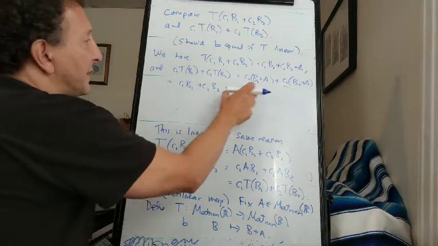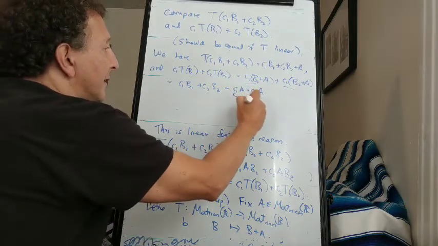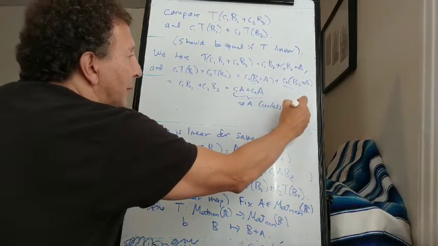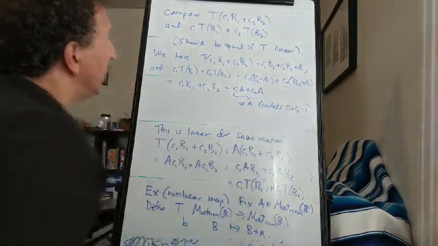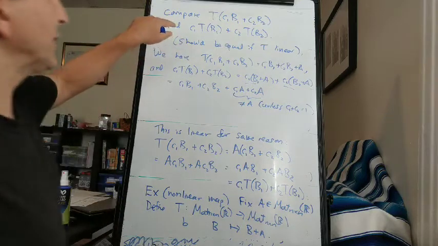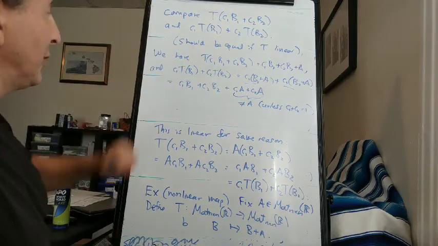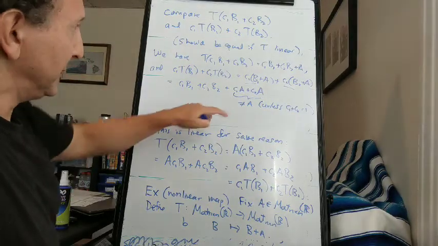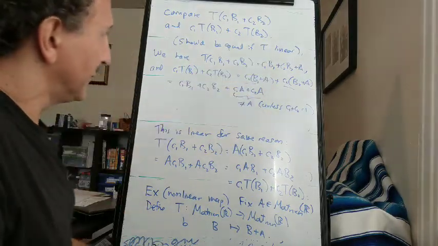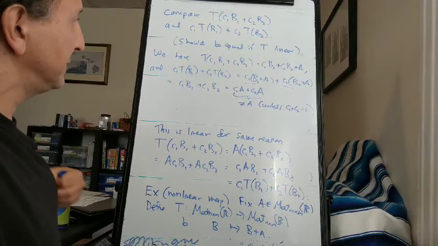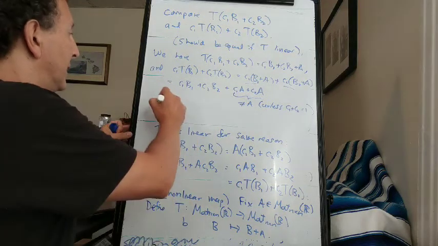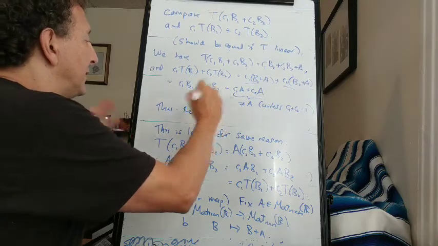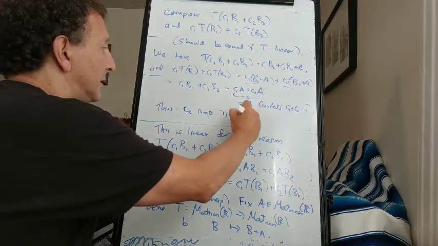So the problem is that this is not equal to A, well, unless c1 plus c2 equals 1. But when we check linearity, we're doing this for arbitrary constants. We're not allowed to say, well, the constants have to equal 1 when you add them together. So this is not true for all constants c1 and c2. So this means that the map is not linear.